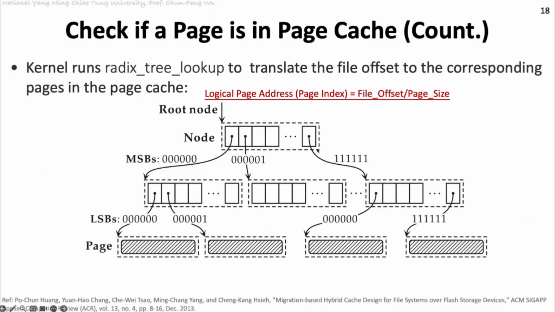And in this example, there are 6 bits here. So for the first node, we'll first check the first 6 bits. You can see here are 2 to the 6 slots. So we will go for the slot that corresponds to this logical patch address. And then for the second level, it is about the following 6 bits.